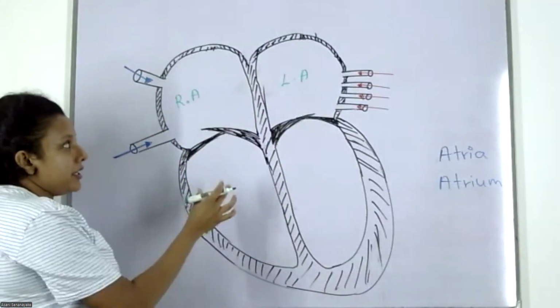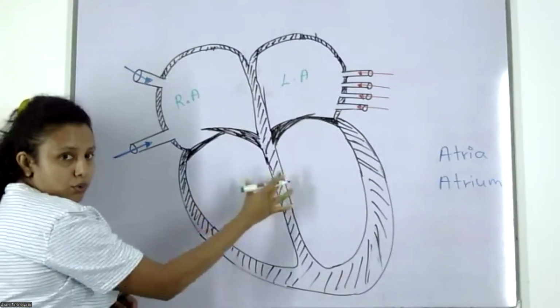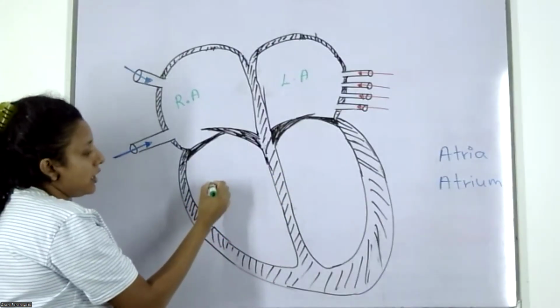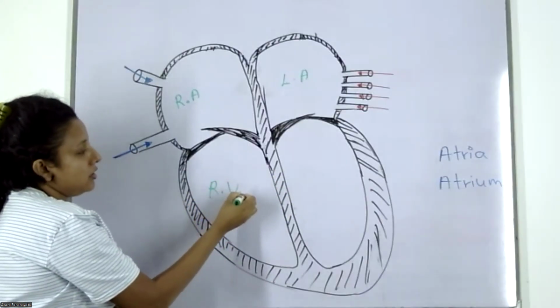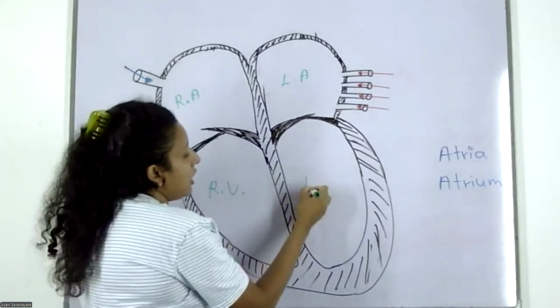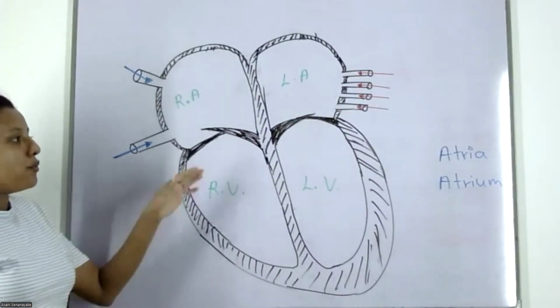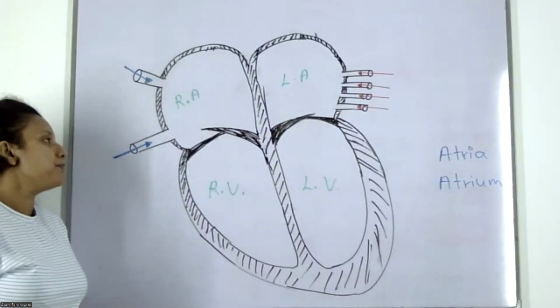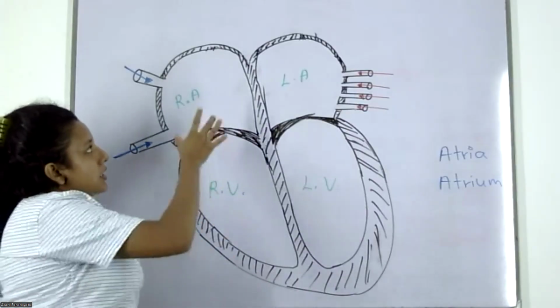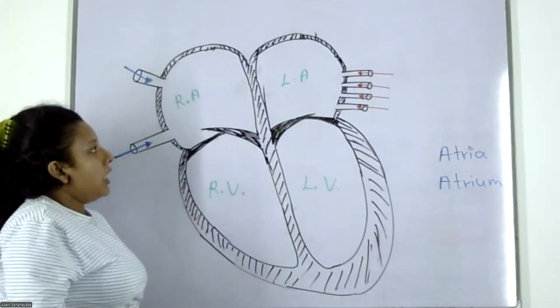And here, this is the right side, the ventricles down there. So this we call right ventricle, and this we call left ventricle. Likewise, we have four chambers there. Clear?